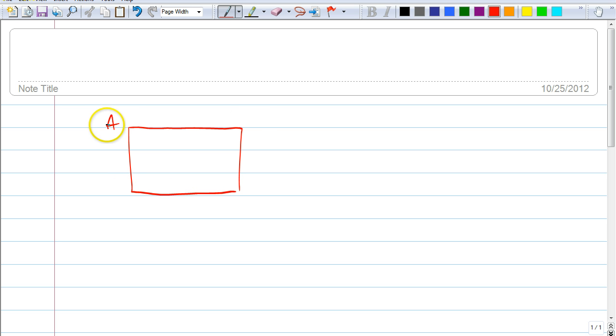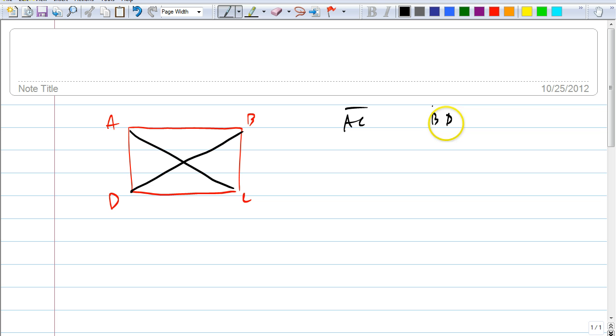Let's show the diagonal. Let's say a rectangle ABCD. Okay. And let's show the diagonals like this. Here. So what can you tell me about the diagonals AC and BD? Oh, so I've got to indicate that it's a rectangle. I've got to do this, right? Sorry.